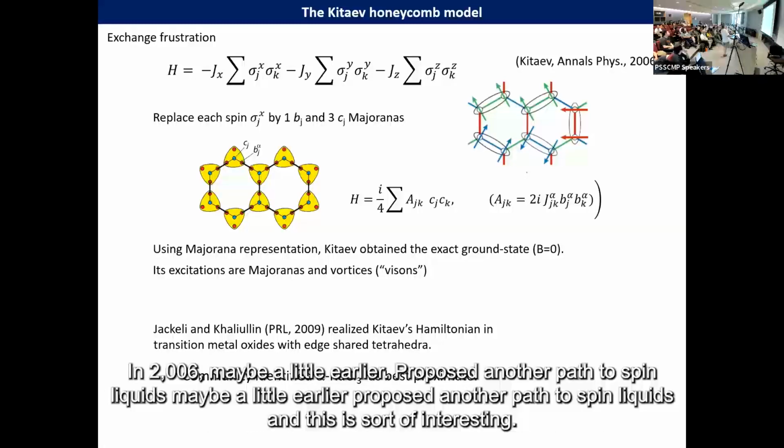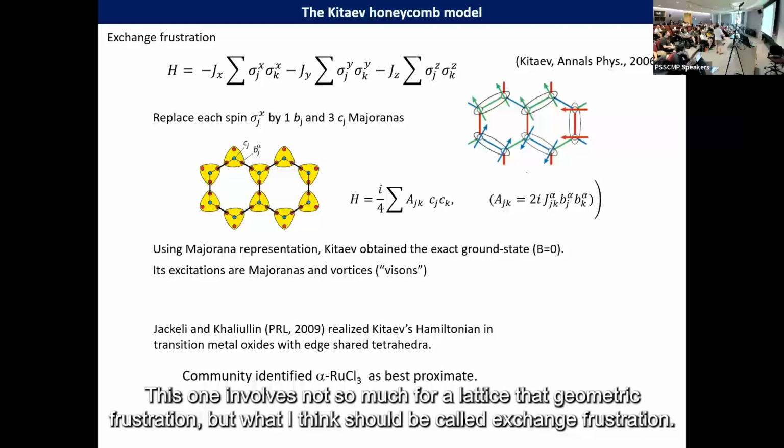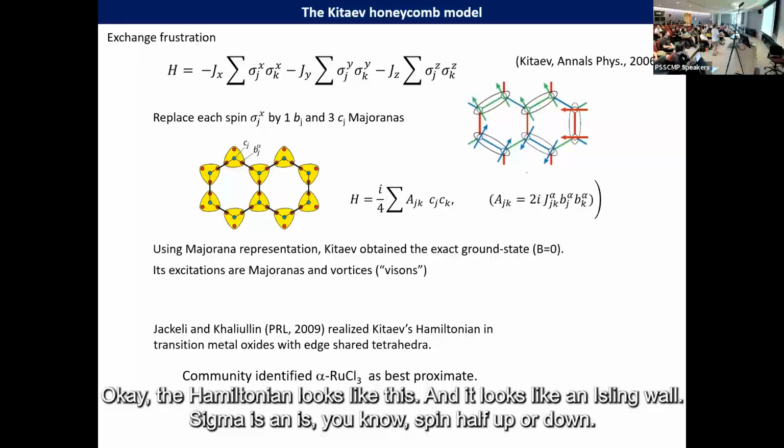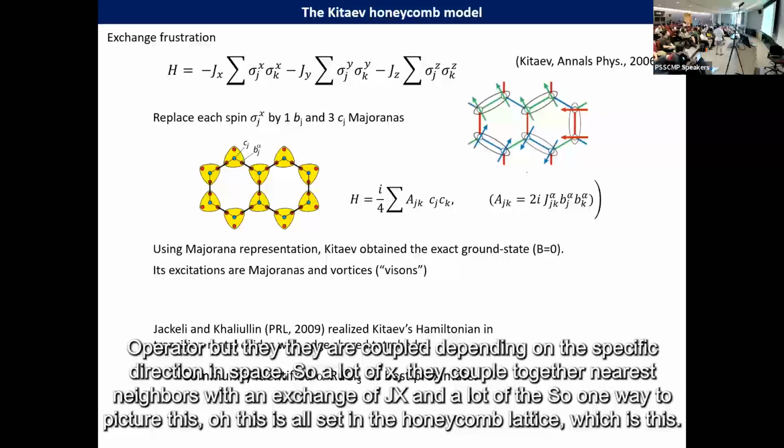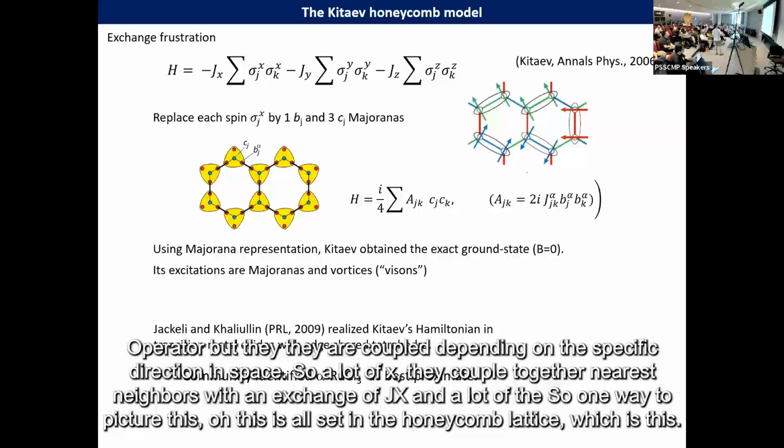about. Kitaev in 2006, maybe a little earlier, proposed another path to spin liquids, and this is interesting. This one involves not so much the lattice, the geometric frustration, but what I think should be called exchange frustration. Okay, the Hamiltonian looks like this, and it looks like an Ising model. Sigma is an Ising, spin-half up or down operator, but they are coupled depending on a specific direction in space. So along X, they couple together nearest neighbors with an exchange Jx, and along Y similarly.